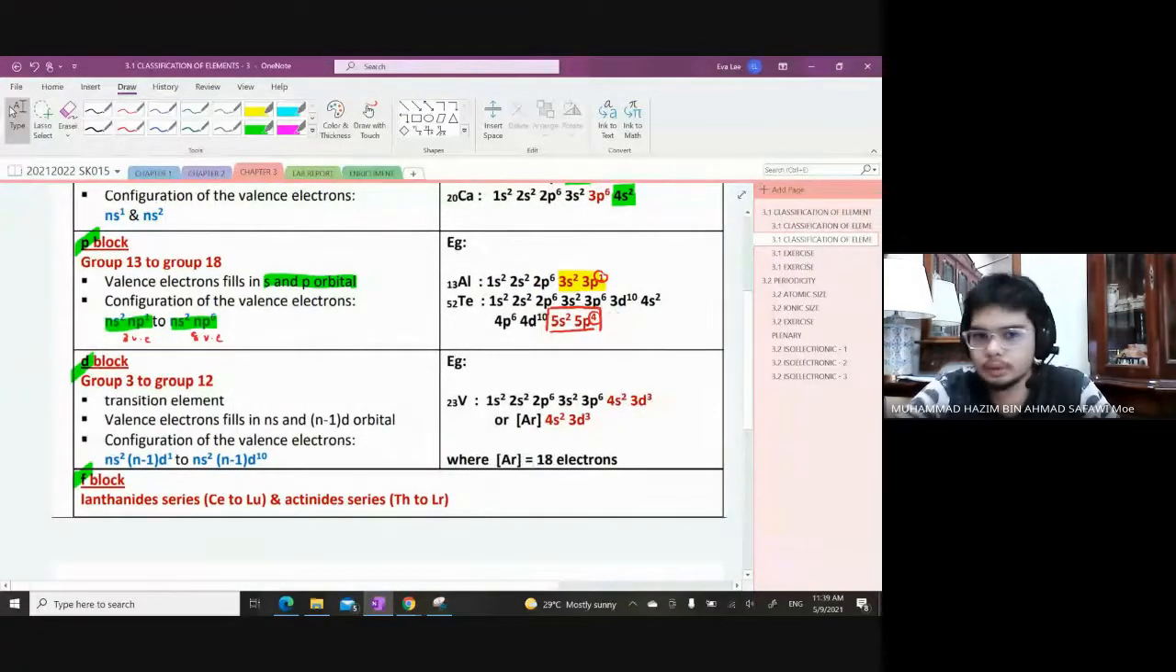So originally speaking, it is supposed to be 4, 6 and then afterwards 5s2, isn't it? Because 5p is not fully filled, we just simply recycle it.